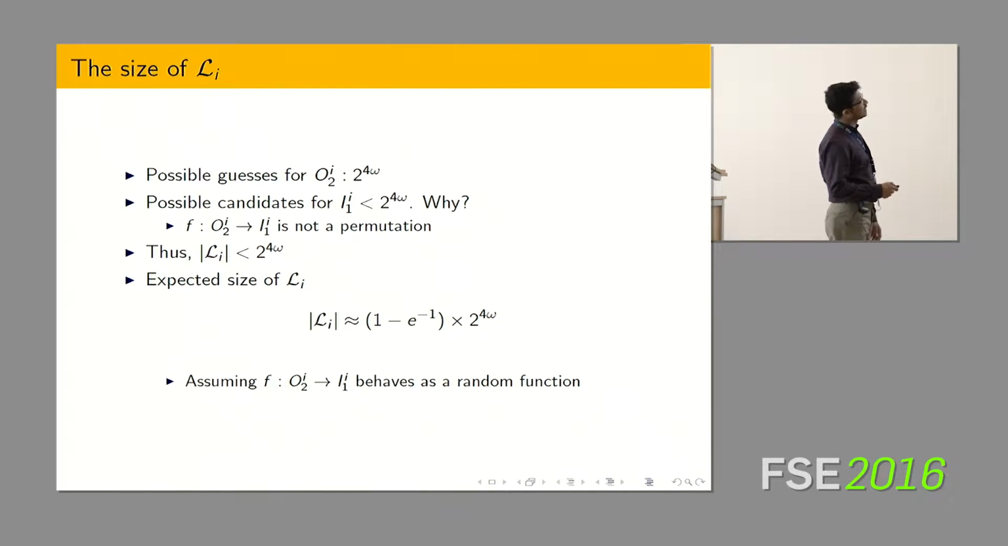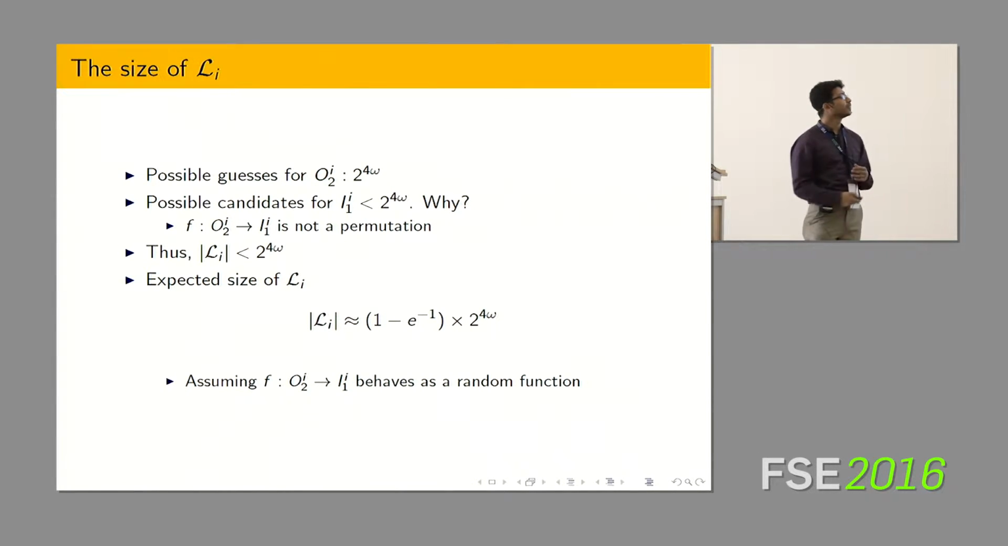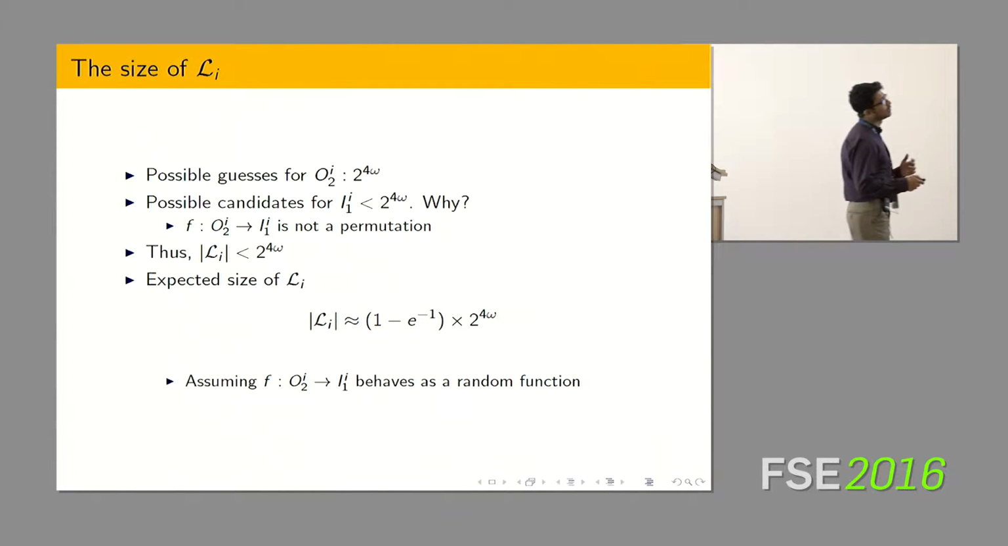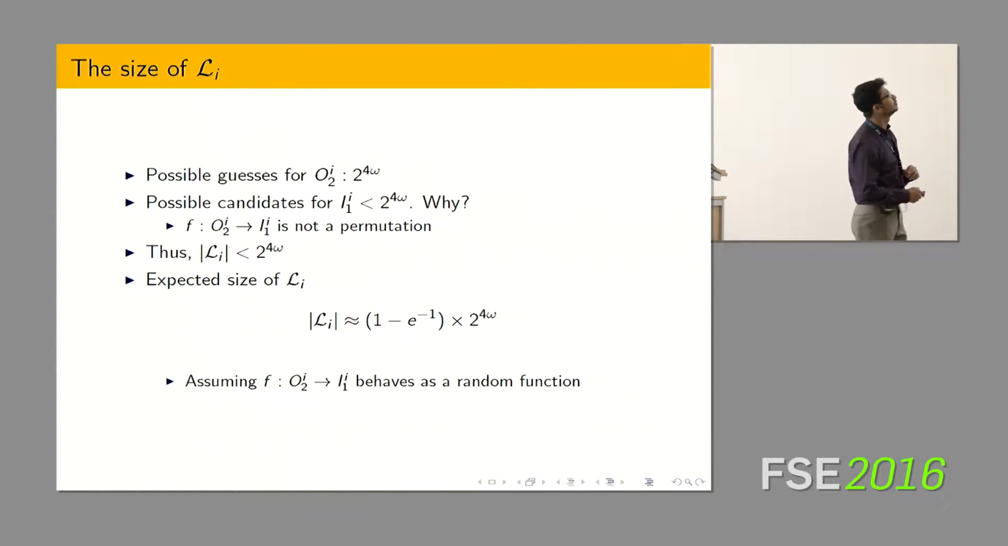And the second thing is actually a result from the size of the number of image points in the case of random mappings, which gives us this bound: the expected size of this list is 1 minus e to the minus 1 times 2 to the power 4 omega. Of course, it's assuming that this mapping behaves as a random function. So we have the bound on the size of the list.